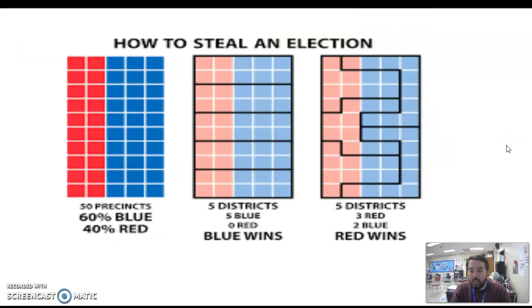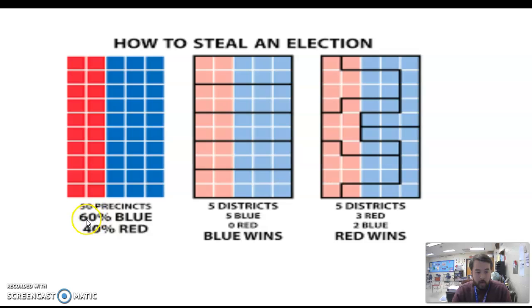So here's an example of how drawing districts can lead to some issues. If you look at this little diagram, in all three of these little diagrams, it's the same number of red boxes and the same number of blue boxes. But you'll notice that when you draw them differently, you get different outcomes.